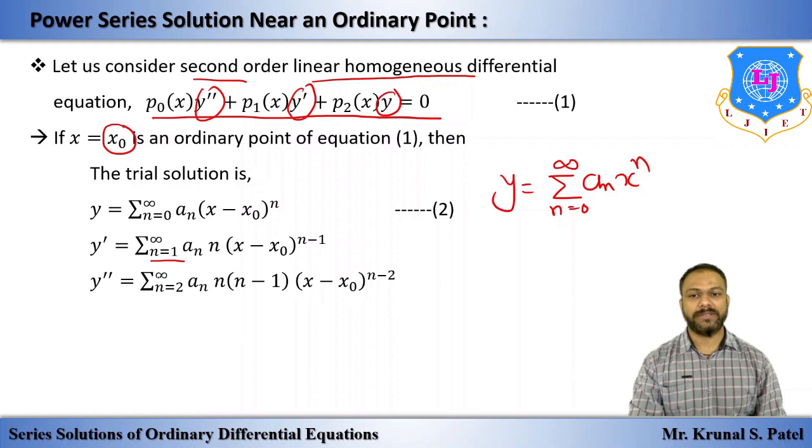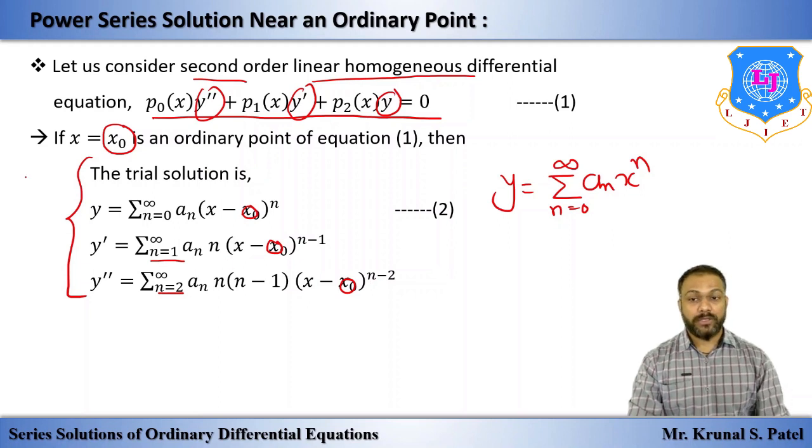In y double dash we'll start with n is equal to 2 because we have one more derivative, that is n into n minus 1 and x power n minus 2. So if you put n is equal to 1 also, this becomes 0. So for n is equal to 0 and n is equal to 1, this term becomes 0, so we'll start with n is equal to 2. This is fixed, and you have to use it in each and every example. But as I told, x0 is compulsorily 0, so we have x raised to n, x raised to n minus 1 and x raised to n minus 2 in the example. So this is our first step.